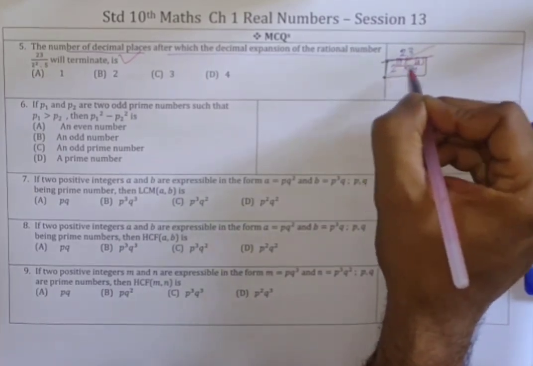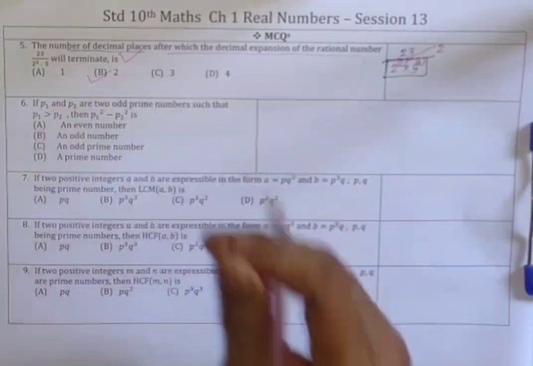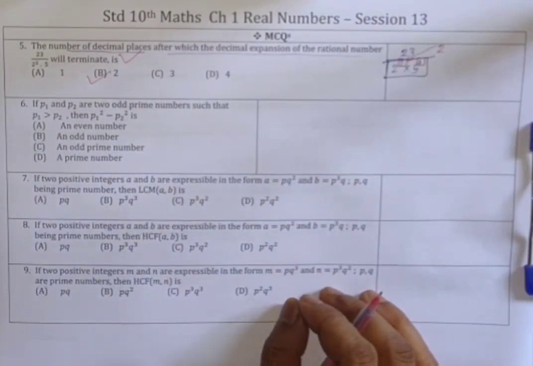Higher index 2. So it will terminate after 2 places of decimal. Alright children, I hope you have understood.